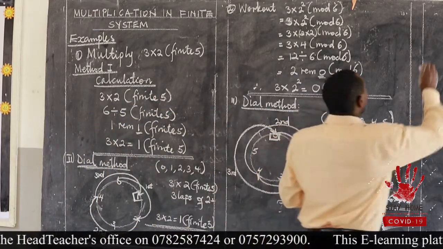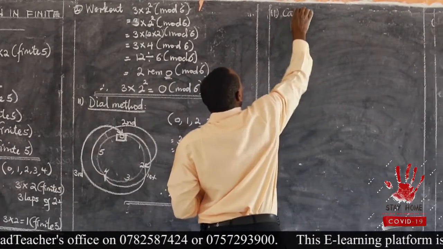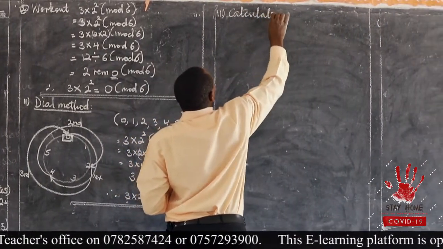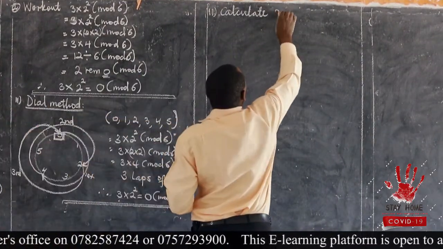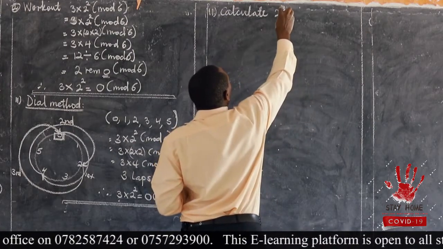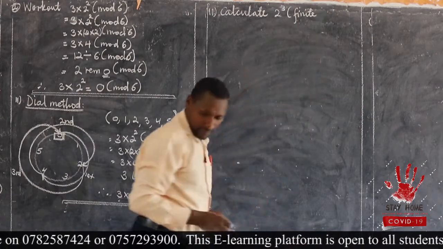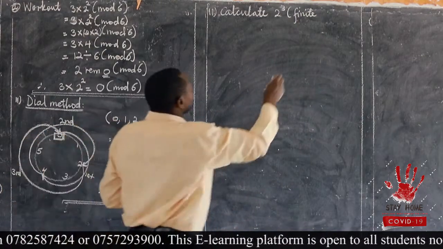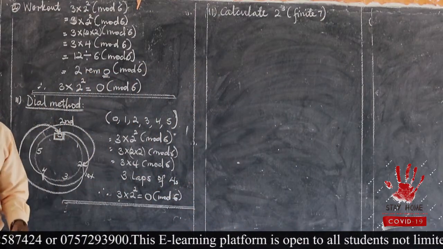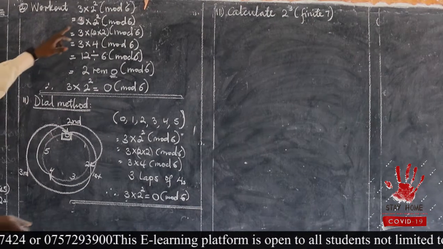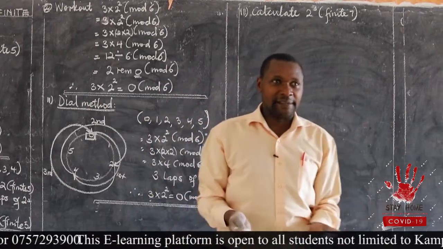Assume we have been told, as our example three, to calculate 2 to the power 3, and this is finite 7. Oh, teacher, now what is that? 2 to the power 3. But remember, here we also had squared, but here we have cubed. Now, can't you really borrow the idea?